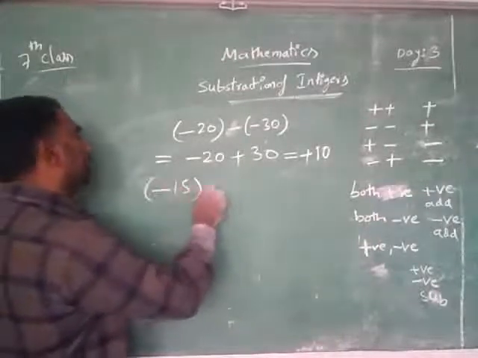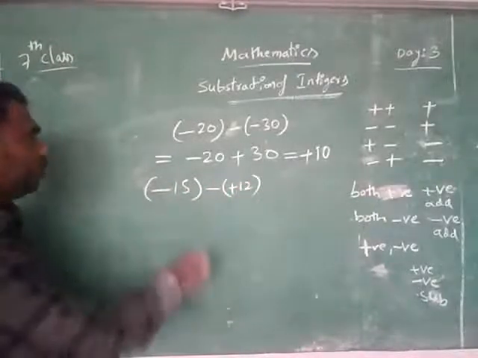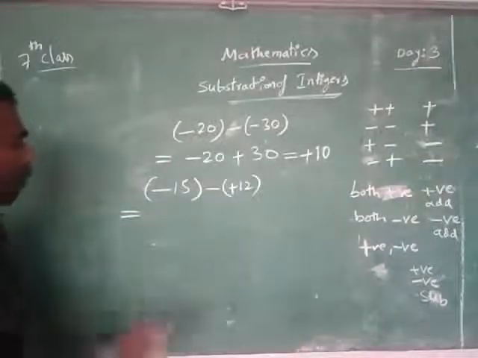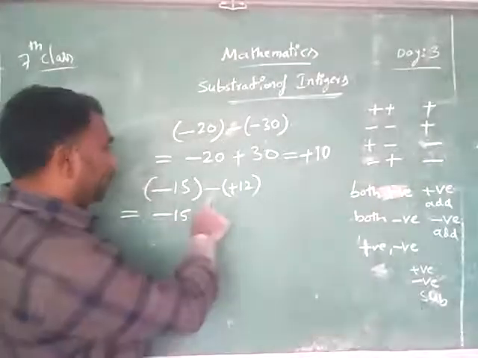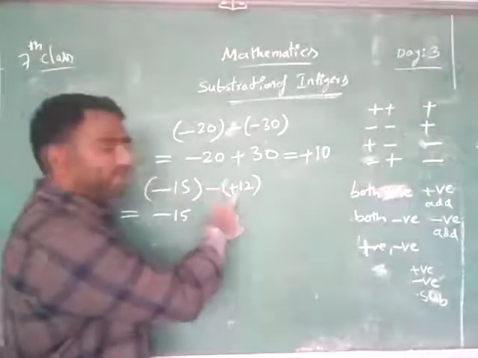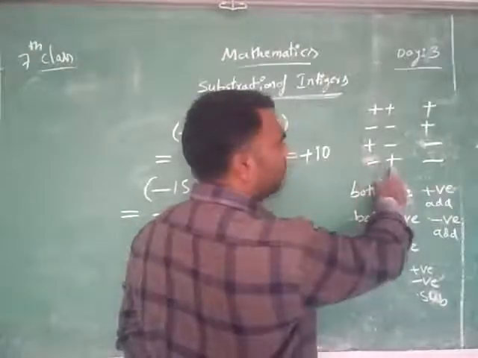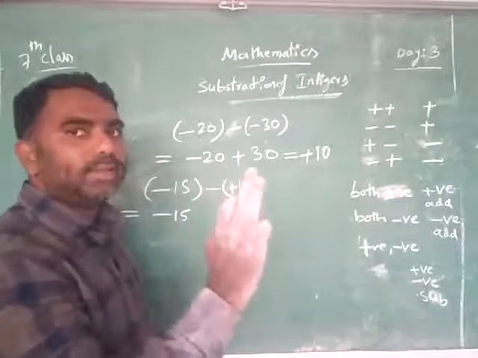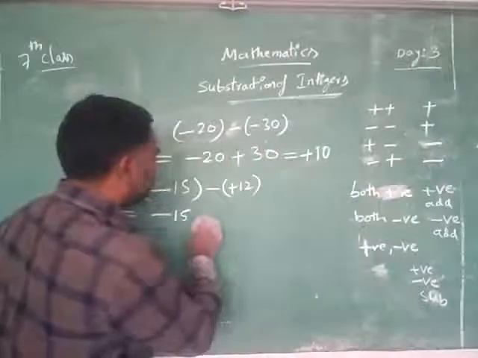Minus 15 minus plus 12. So what do you do? First we will try to remove the brackets. One symbol only is there, that's why no tension. But here two symbols are there. What are the two symbols? One is minus, another one is plus. When two symbols are there, we will convert that into one symbol. Minus, plus will become minus.